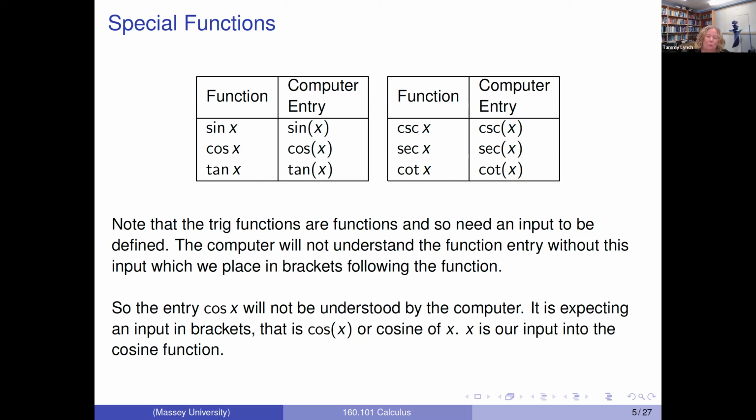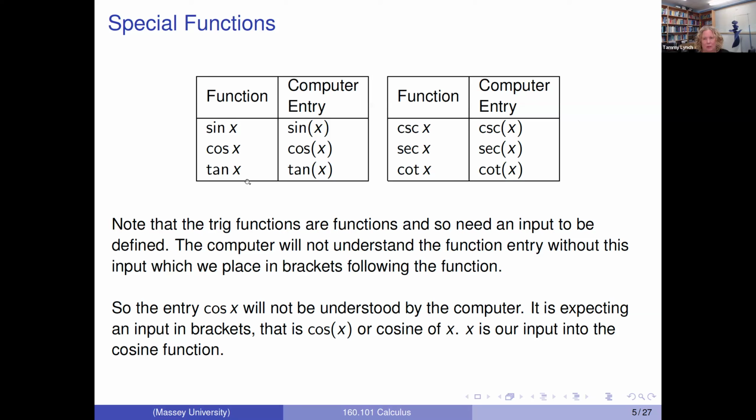We also will very commonly be using our trig functions in this course. There are 6 of them. You'll know about your sine, your cosine, and your tangent. We also have the cosecant of x, which is 1 over the sine, the secant of x, which is 1 over the cosine, and the cotangent of x, which is 1 over the tangent of x.